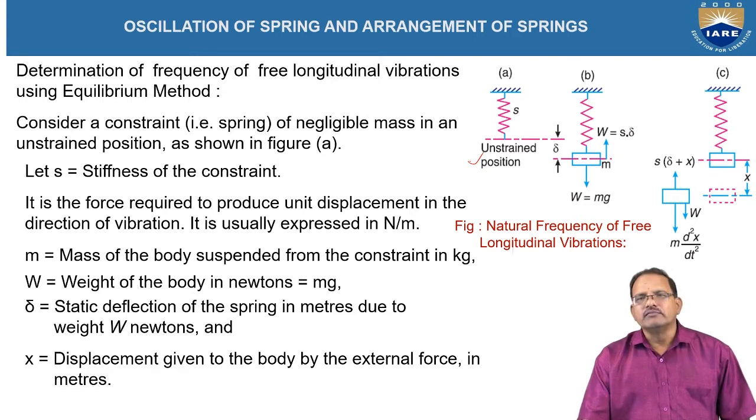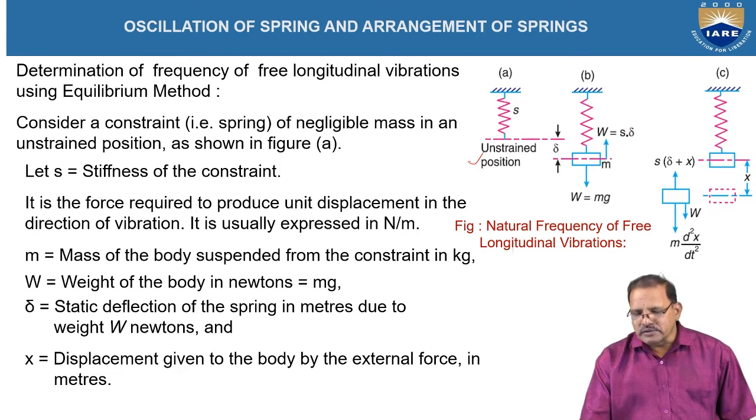Then the weight of the body suspended is given by M into G, where G stands for acceleration due to gravity. Its value is 9.81. Delta is the static deflection of the spring in meters due to weight W. X is the displacement given to the body by the external force in Newton meters. Okay, figure 2 is representing here now B.